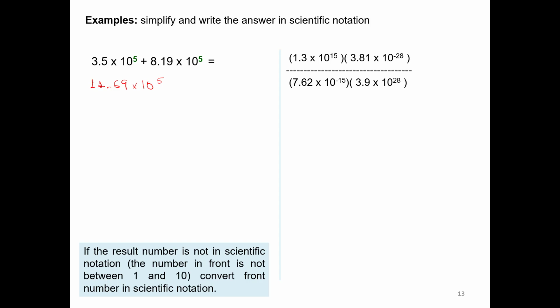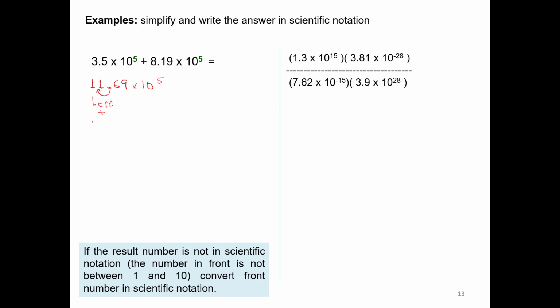We need to check if 11.69 × 10^5 is in scientific notation. And the answer is no, it's not in scientific notation. What we need to do is move the decimal point 1 place, and we move it to the left. Since we moved 1 place, we need to add 1 to the exponent.